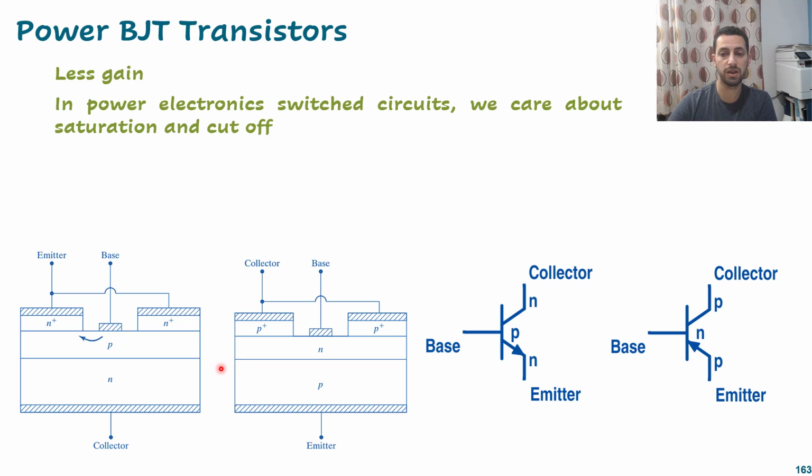But in general, power BJT transistors bring us transistors with less gain. It's not hundreds of gain, it's maybe tens to a few tens. In power electronics, we don't really care about gain. We care more about how we switch it on to put it in saturation, or switch it off to put it in cutoff very quickly. So we will not use it for amplification, but we have to use that gain to design the switching circuit.